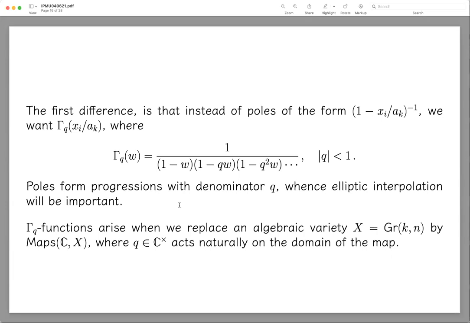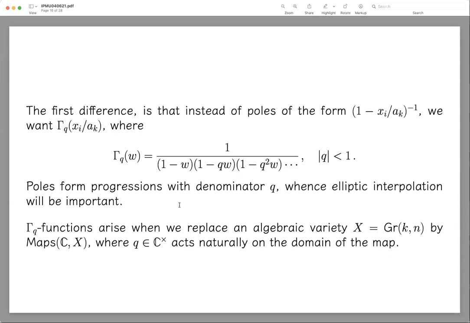And hence we would like to interpolate not just at one point, but in fact a whole sequence of points which differ by powers of q between them. And you can imagine, this is where elliptic interpolation will be important.